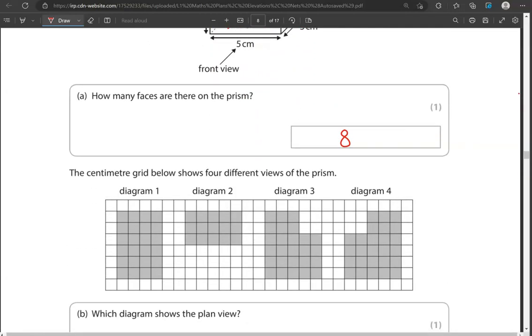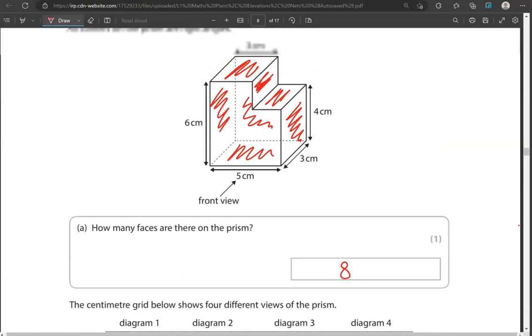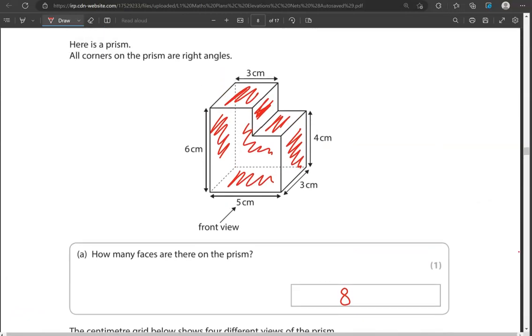The centimeter grid below shows 4 different views of the prism. Which diagram shows the plan view? So looking from the top, what we can see is this face and this one here. This length is equal to this one and this one and this one, so that is 3 centimeters.